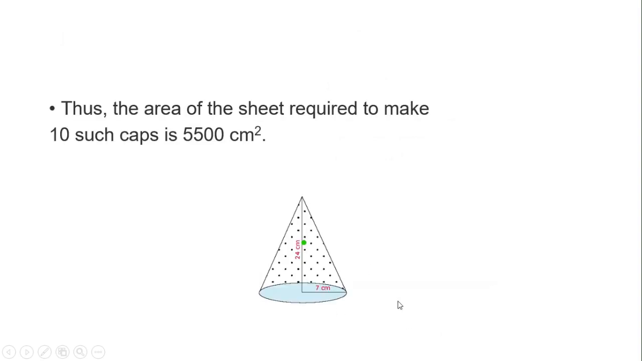So what can be concluded here? The area of the sheet required to make 10 such caps. Such caps means they should be in the conical shape, right circular cones, with base radius 7 centimeters and height 24 centimeters. Having all those dimensions, to make 10 such caps we need 5500 square centimeters. The area of the sheet is 5500 square centimeters. I hope it is understood.